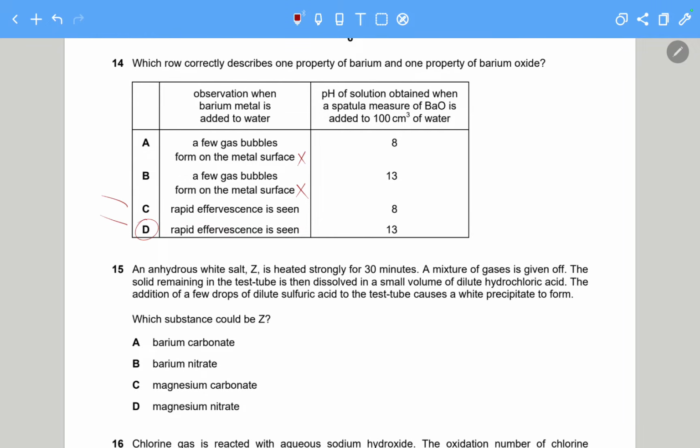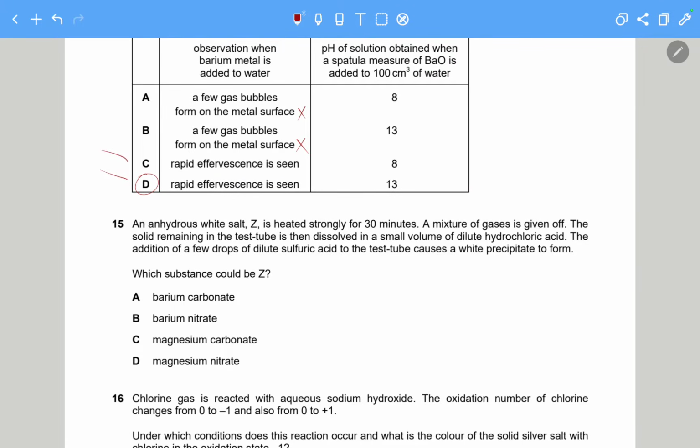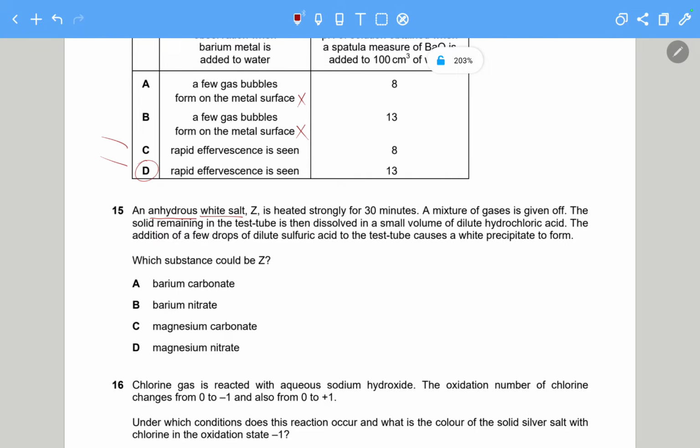Now we look at question 15. An anhydrous white salt, Z, so white salt underline, anhydrous also underline, is heated strongly for 30 minutes. A mixture of gases is given off. Now let's stop here and read the options. Barium carbonate, barium nitrate, magnesium carbonate, magnesium nitrate.